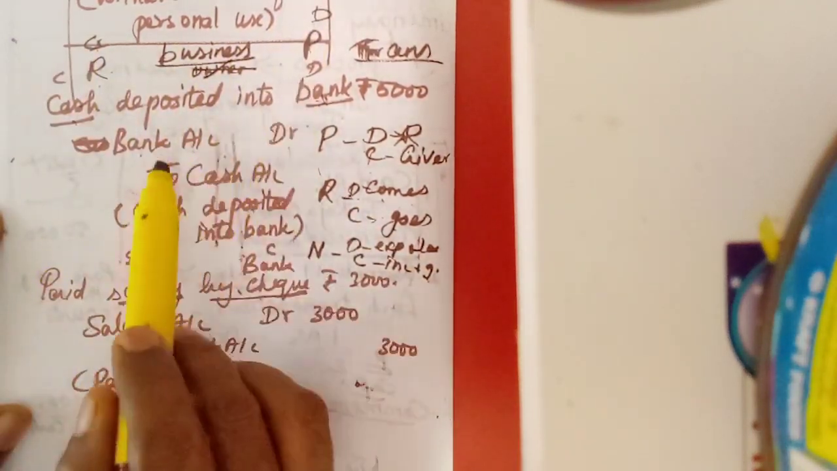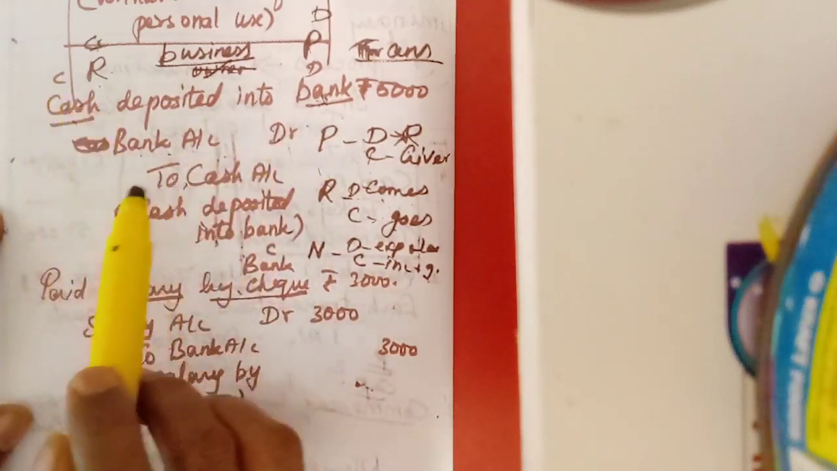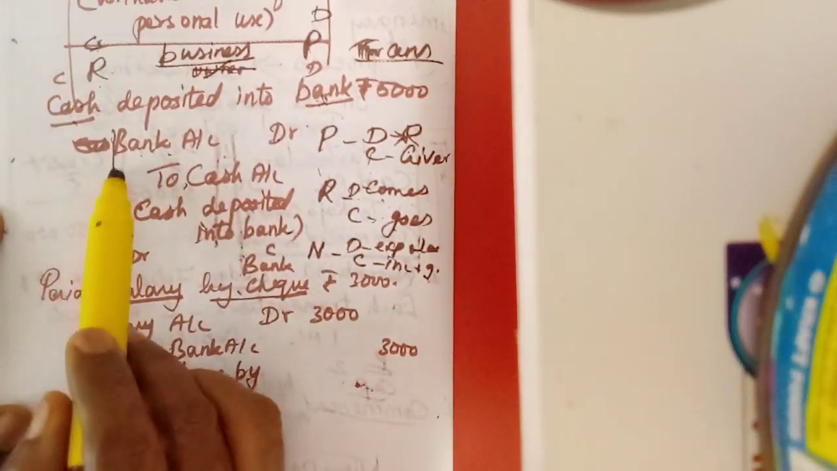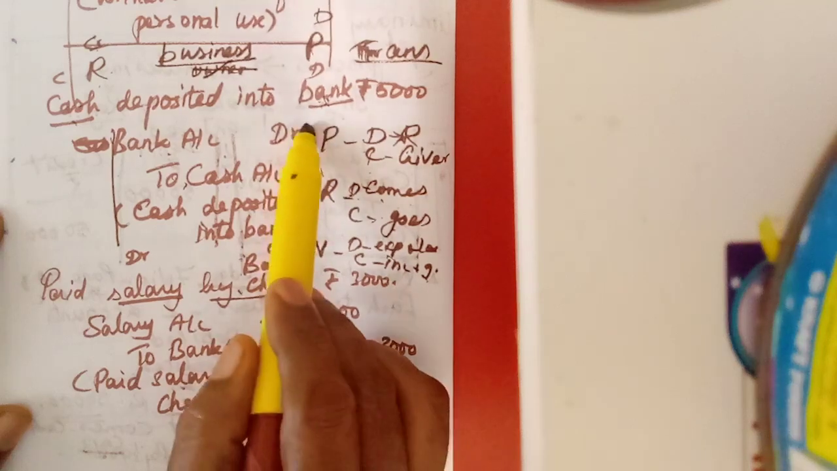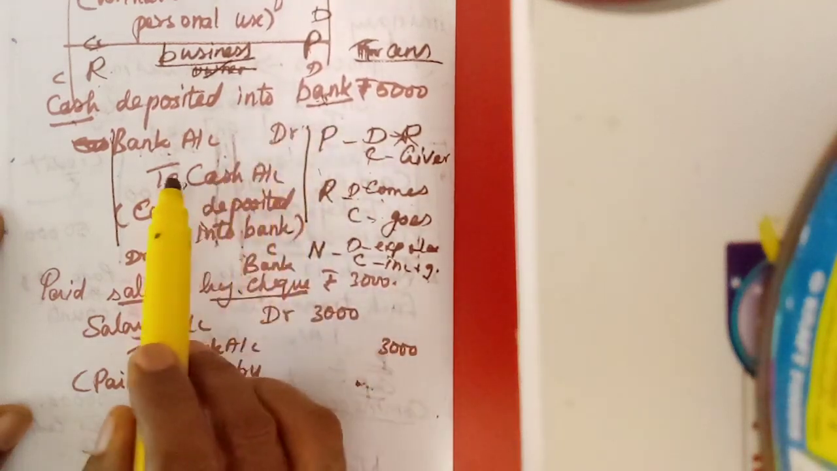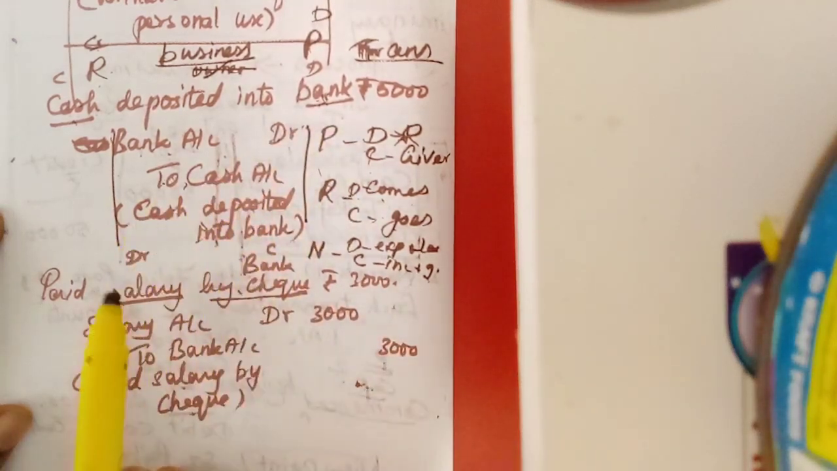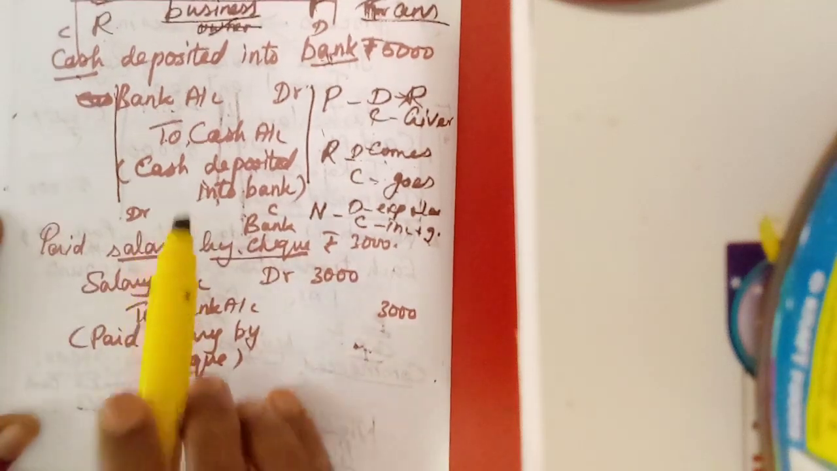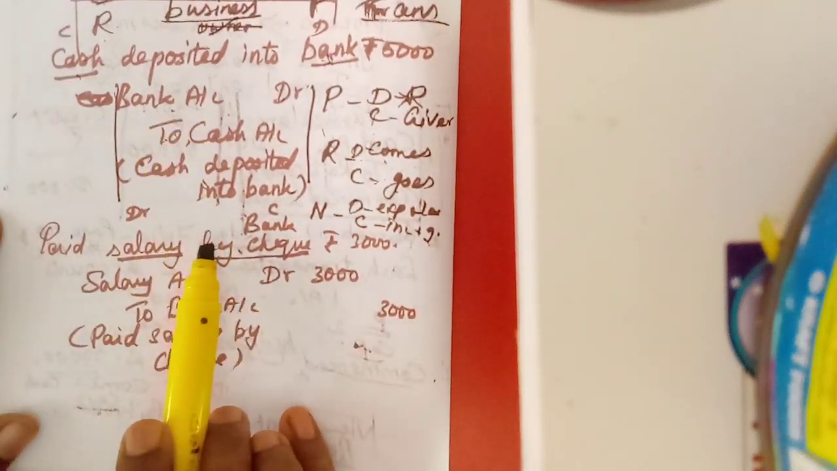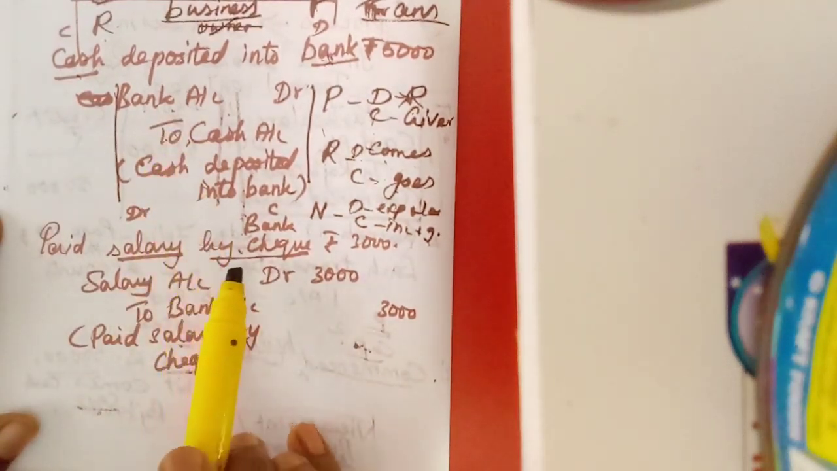Now we should write: Bank account debtor to cash account. Write this from the line, then Dr. near the LF column, then To cash, then the narration: cash deposited into bank. This is the treatment to analyze the transaction and write a journal entry.